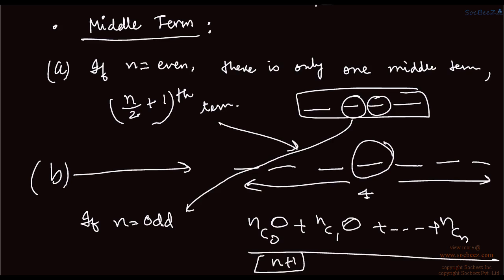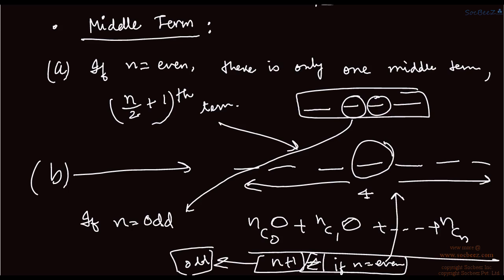Okay, so if n is even, then this will be odd. If n is even, then this implies this will be odd. So that implies the total number of terms is odd. That implies this case. Okay, so n is even implies this case, n is odd implies this case.